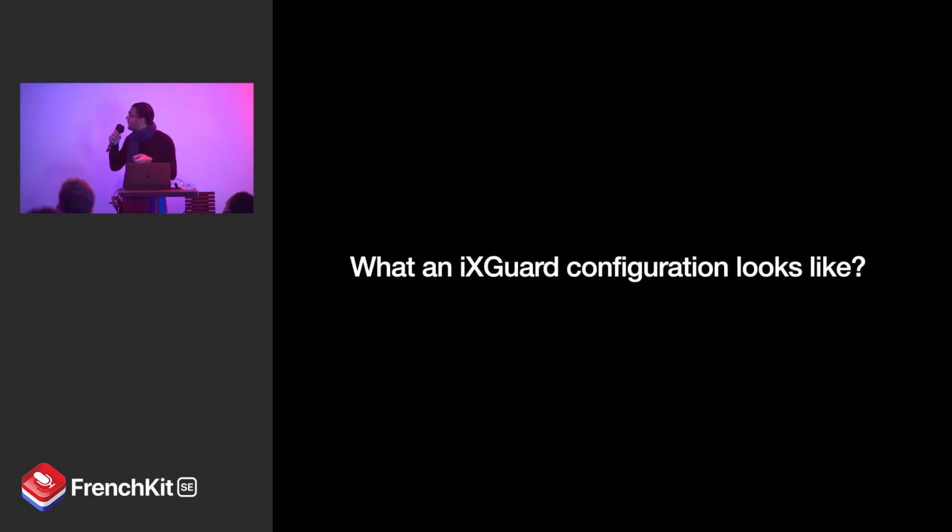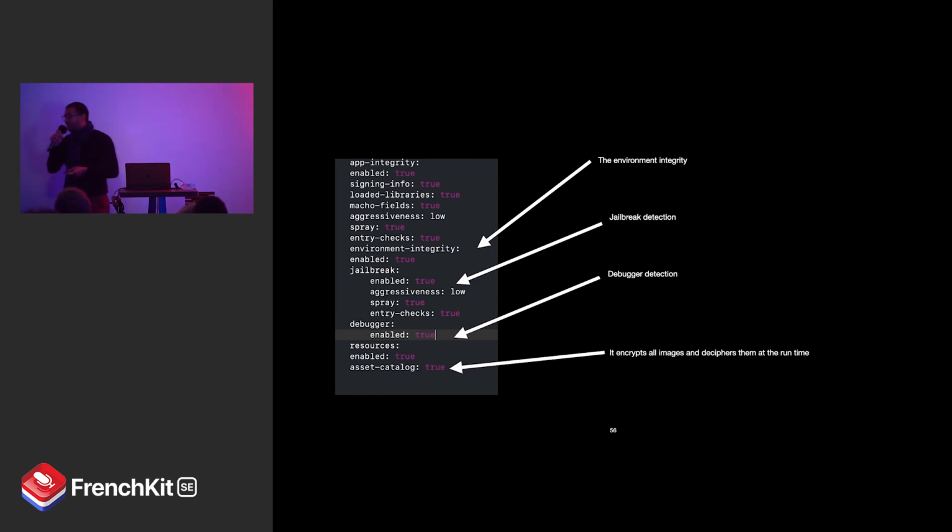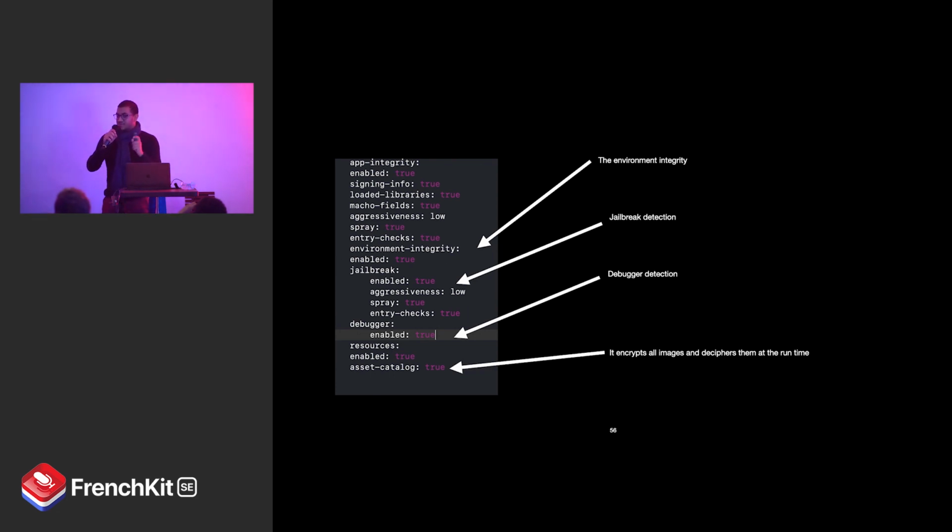First I want to show you what our IXGuard file looks like. Basically, it's just a YAML file, and you have to toggle the flags you want to cover. For example, if you want to cover environment integrity and jailbreak detection, you have to toggle some flags in addition to your initial protection, of course. And if you want to encrypt some aspects of your asset catalog, you can do it too. However, be careful about that: it will not decipher anything on the splash screen.